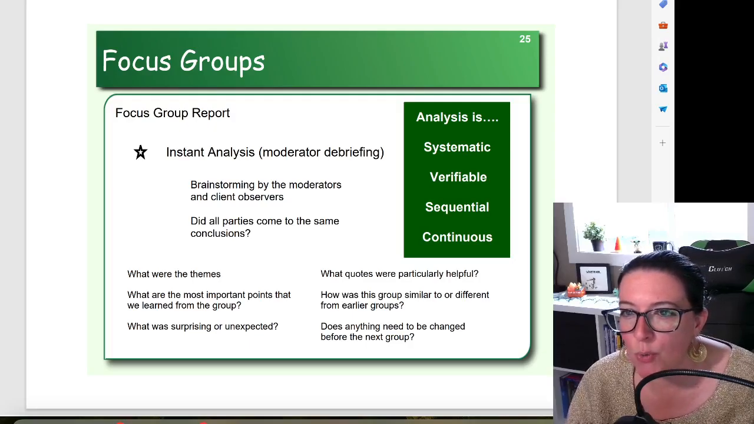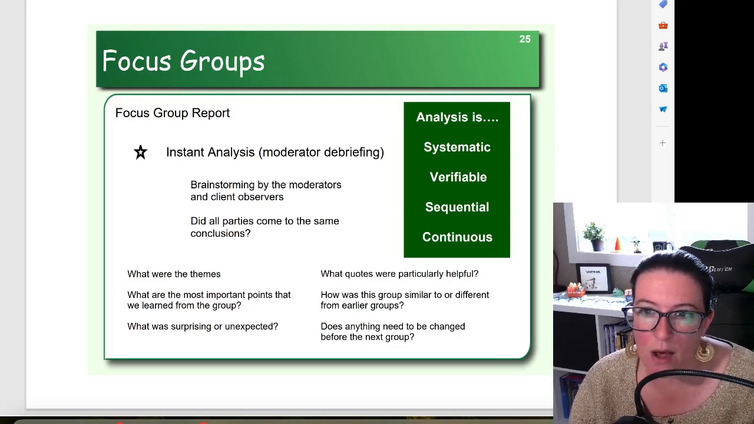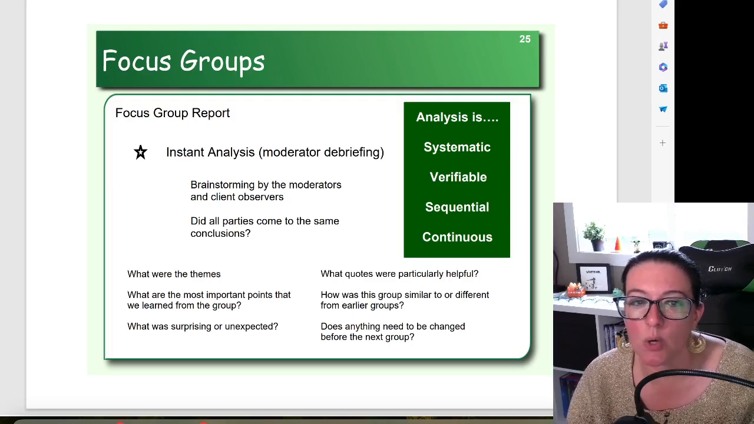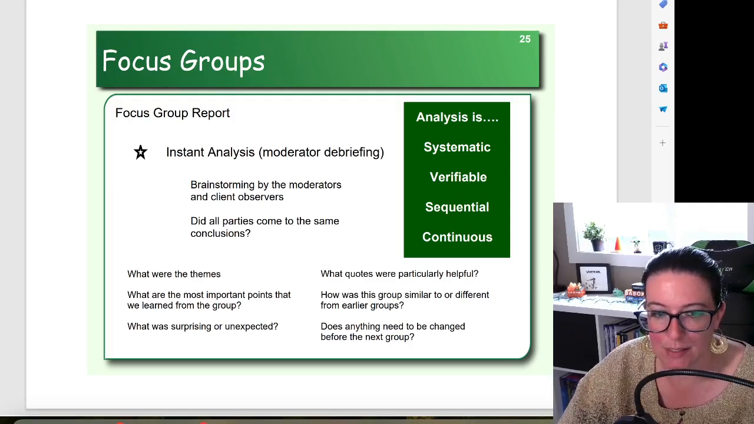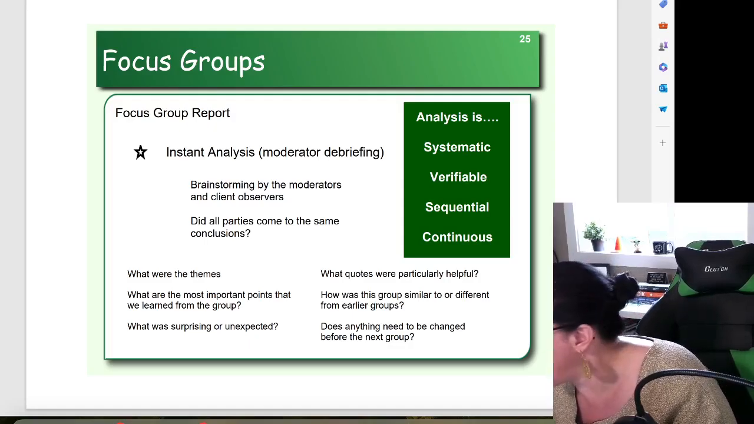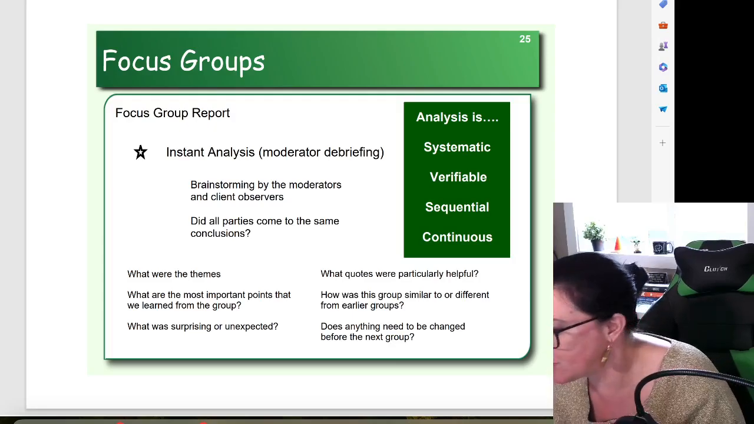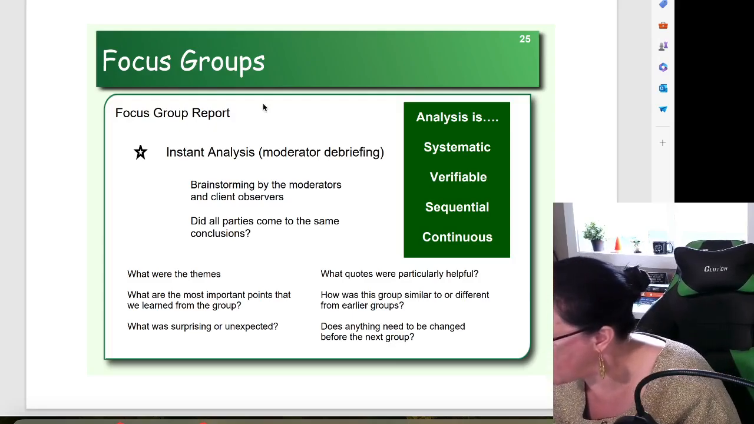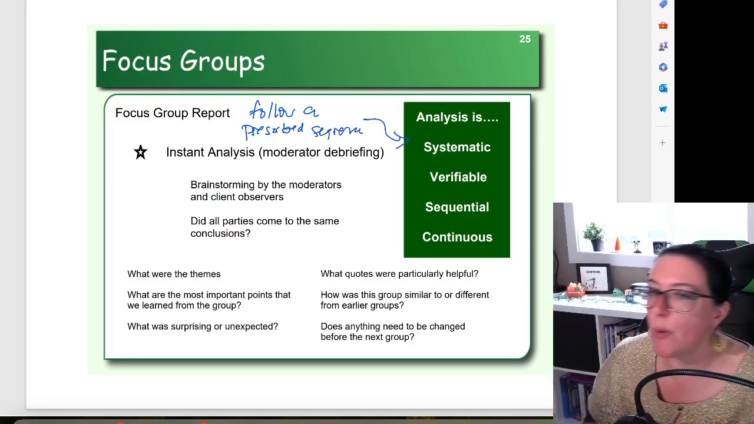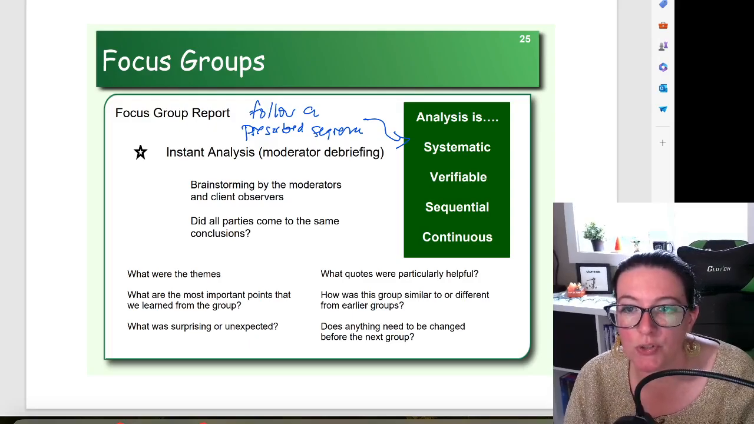So when it comes to our analysis of our qualitative data, it should be systematic, verifiable, sequential, and continuous. So what do we mean by that? Well, by systematic, we mean that we're going to follow a prescribed sequence.